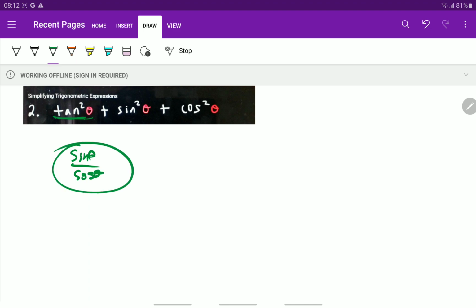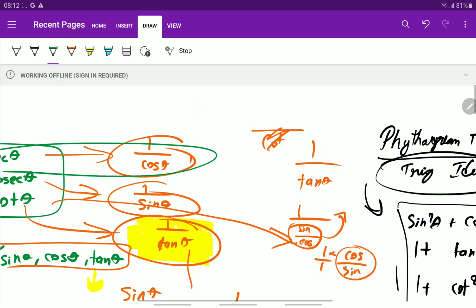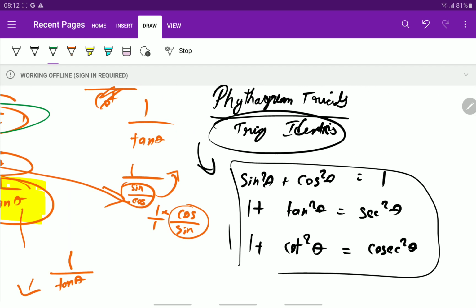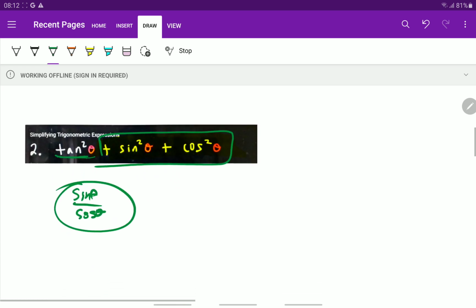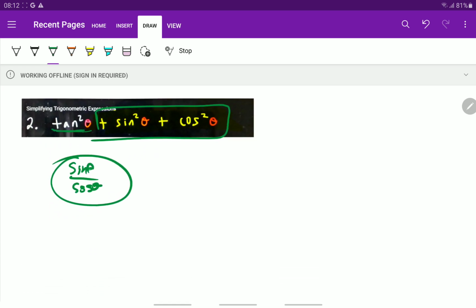However, this isn't the right approach to do here. We're always supposed to look at the overall picture. So when you look here, right, we know that sine squared theta plus cos squared theta is equal to 1 from one of our Pythagorean triads. So that is what's going to help us here. So here we can write it as tan squared theta plus 1.